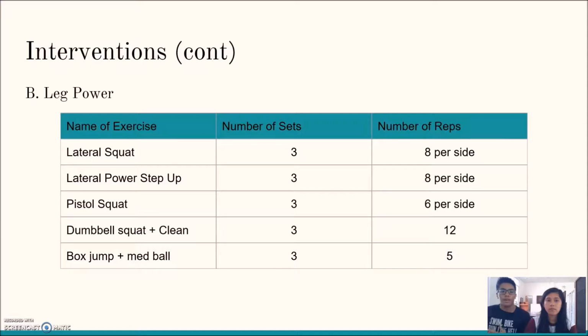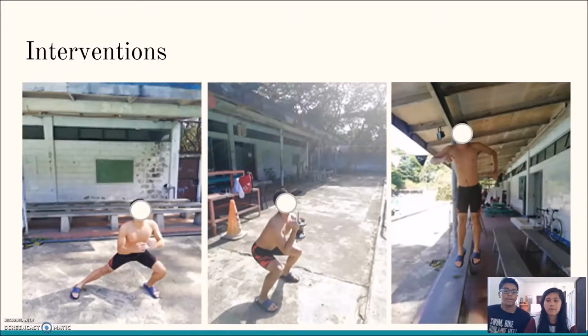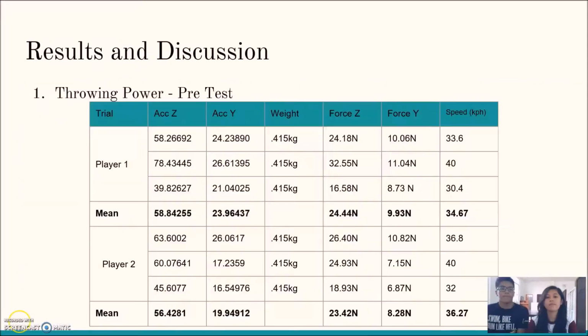For leg power, we focus on explosiveness. We focused on again speed power and explosiveness of the legs to blast out of the water to get a good throw. So we put lateral squat, lateral power step up, pistol squat, the dumbbell squat and clean, and box jump as well. So we focused on explosiveness in the glutes and quads. So an example of the dumbbell squat, side lunges, and the side squats and the power step up.